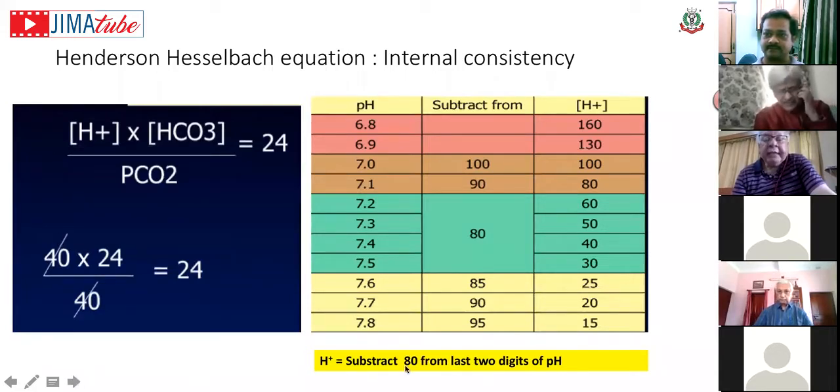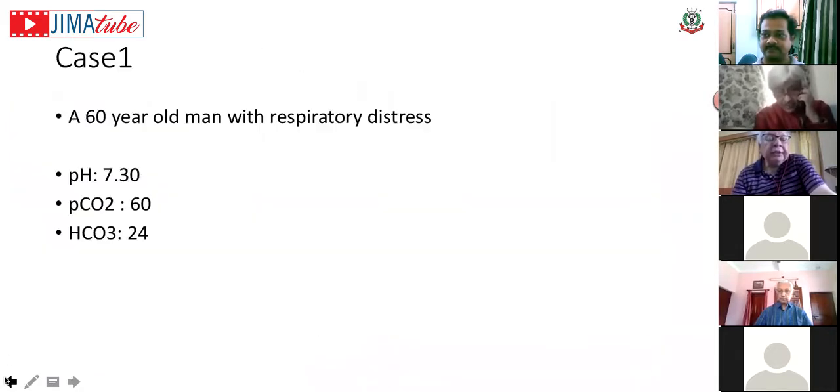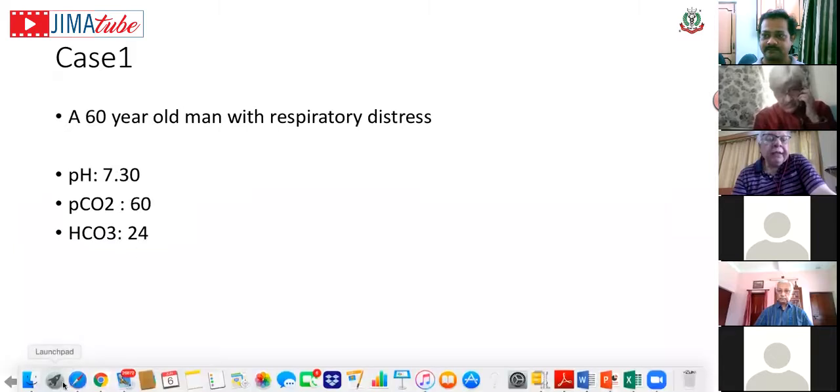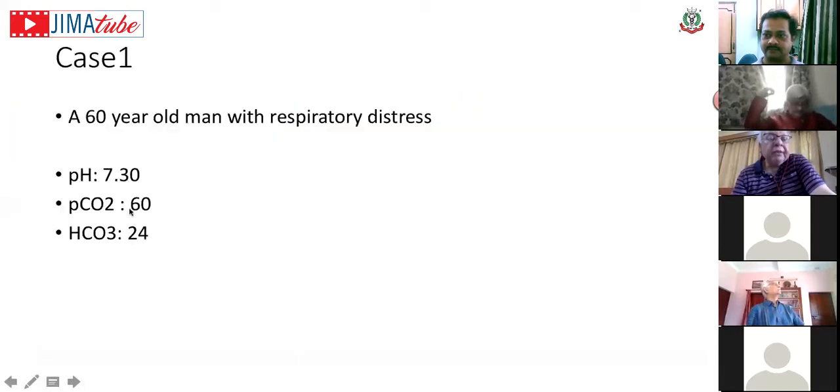And it is 80 minus the pH will be the hydrogen ion. So in this case, if this was the patient's PCO2 and bicarb was 24, so we come to 24 multiplied by PCO2 by bicarb. So the hydrogen ion is 60. So the pH should have been 80 minus 60, should have been 7.2, whereas the pH in this patient was 7.3. So this was a wrong ABG.